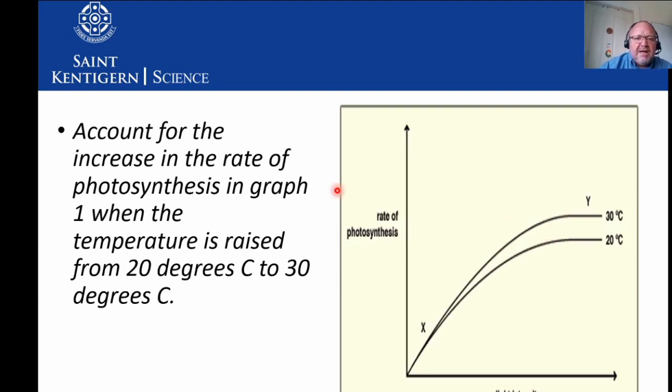Now, account for the increase in the rate of photosynthesis in graph 1, when the temperature is raised from 20 to 30 degrees. So you can see our rate went higher. Obviously, it is closer to the plant's optimum temperature for its enzymes, therefore it will have a higher rate of photosynthesis. This is due to a higher kinetic energy, which results in more collisions and higher successful collisions, which means a higher number of reactions taking place per unit of time, just like we said in year 11 with rates of reactions.